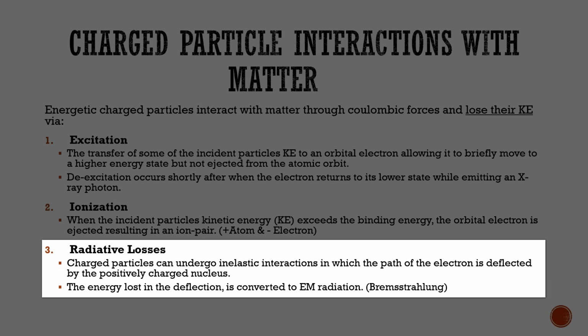And as a result, the kinetic energy is lost because of its attraction to the nucleus. And because of this change in its trajectory, it actually loses some of this kinetic energy. And in this deflection, the energy that's lost is converted into an X-ray photon.